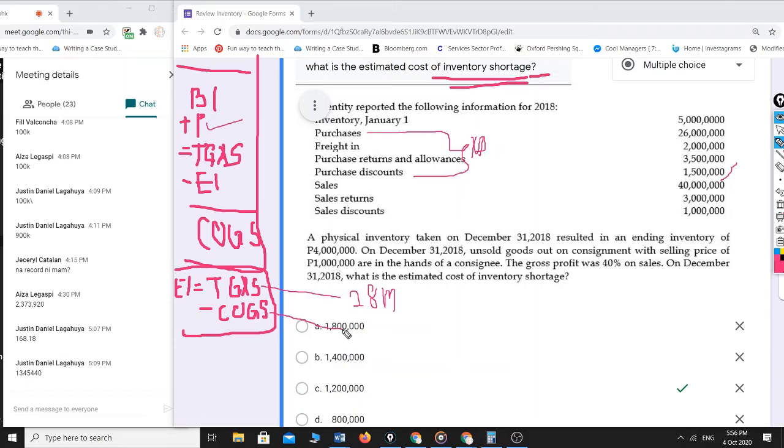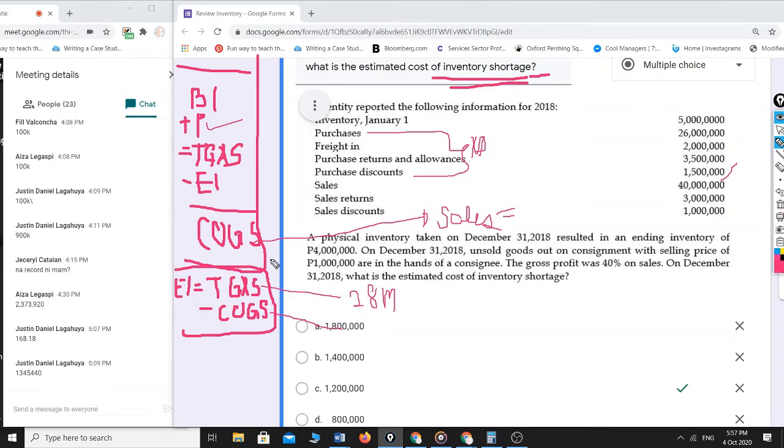But we don't have the cost of goods sold. So, we will look for a way to solve for the cost of goods sold. Accordingly, cost of goods sold is related to sales, right? Since cost of goods sold is the cost of the sales. So, if you know the sales and if you know the cost rate, or the cost ratio, or what we refer to as the gross profit rate, you can get the cost of goods sold.